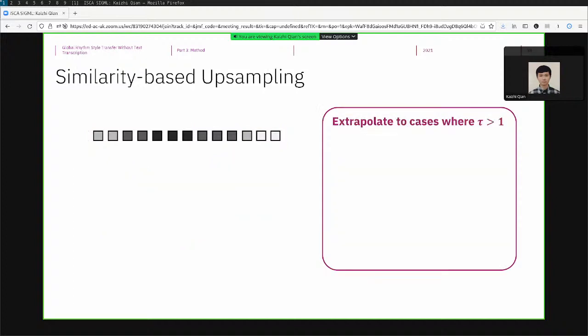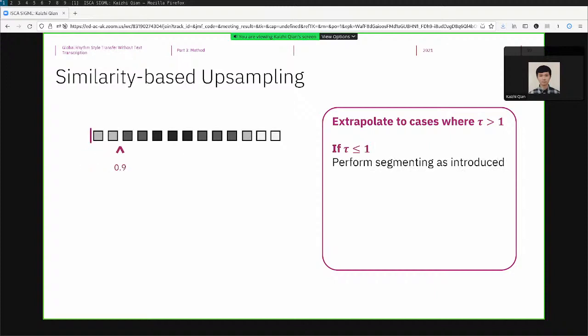So far, I have only talked about downsampling and the threshold tau being smaller than 1. In fact, this procedure can be extrapolated to upsampling with the threshold tau going above 1. The generalized procedure becomes as follows. We will go through the frame one by one.